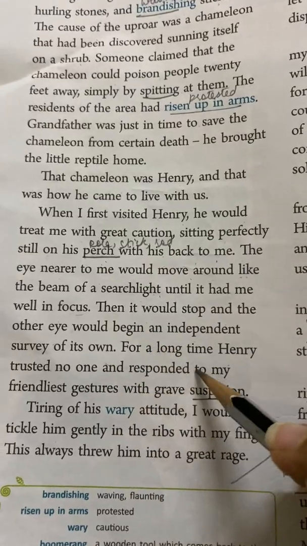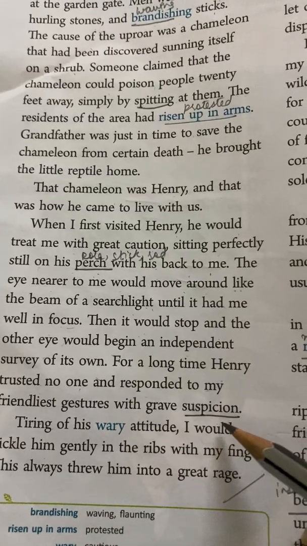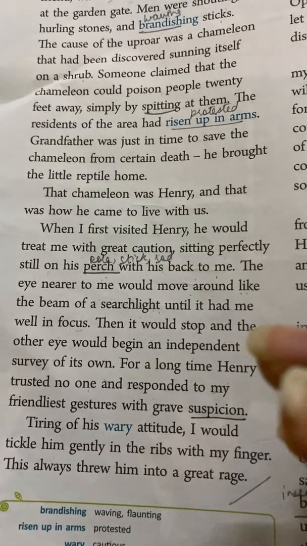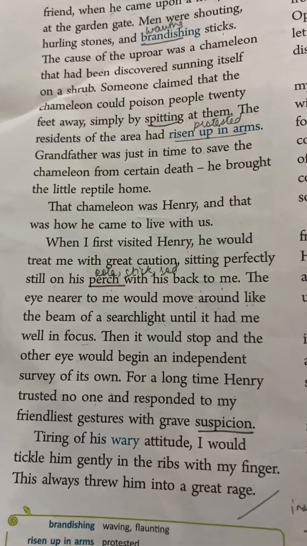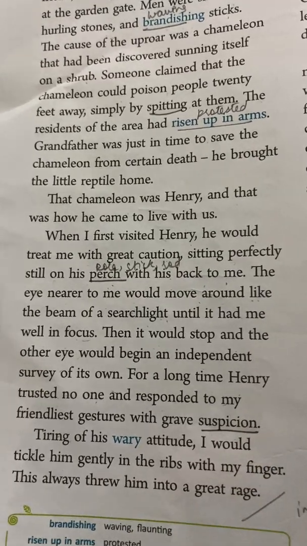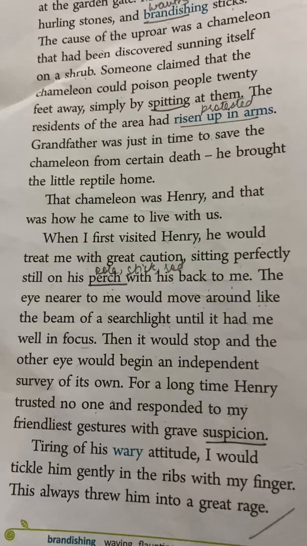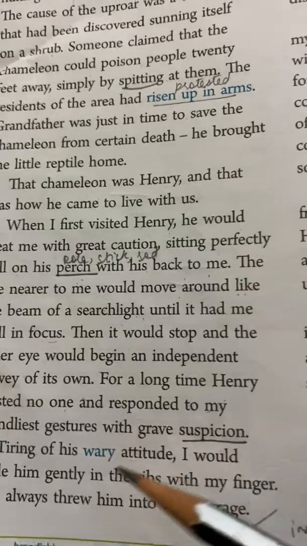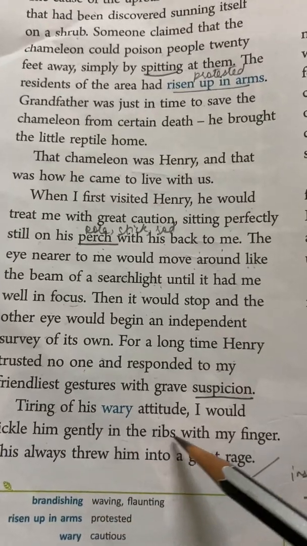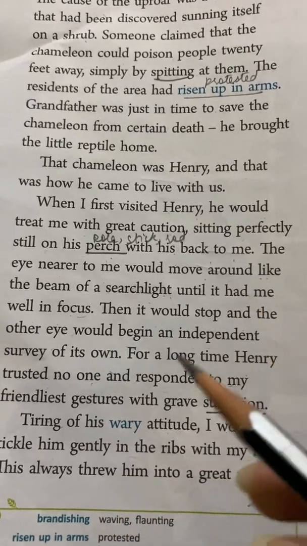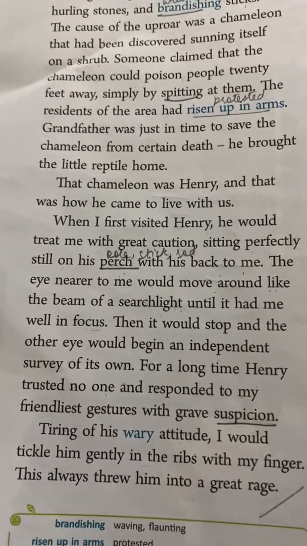For a long time, Henry trusted no one and responded to my friendliest gestures with the greatest suspicion. So the writer is saying that for a long time, Henry did not trust anyone, and he did not respond to friendly gestures in a friendly manner. Henry was still in suspicion about how he should respond. Tiring of his cautious attitude, I would tickle him gently in his ribs with my finger. So he started tickling him in his ribs with his finger, and this always threw him into a great rage.